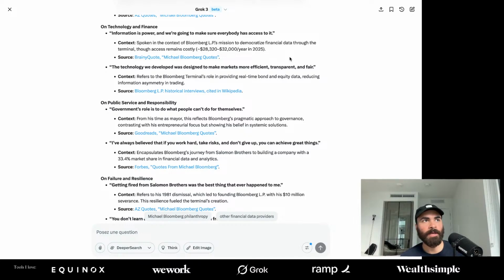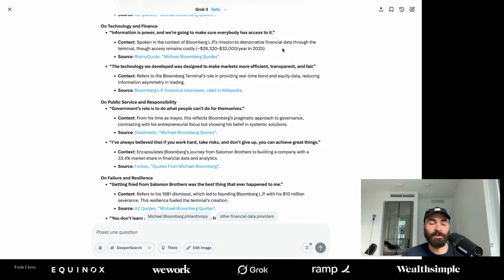A lot of people were doing the same work but on paper, and he's like, no, let's do this with computers, and let's do this with real-time data. Let's bring everything that's important to you in one place, and let's make a lot of money. We are going to make sure everybody has access to it. Today it doesn't make sense.